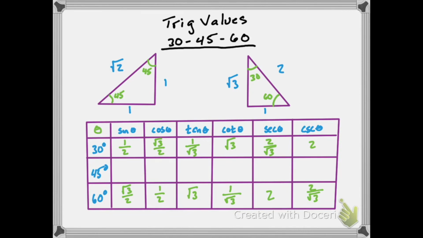The values for 45 degrees can be found on the triangle on the left. Again, just using our standard 6 trigonometric ratios, we'll fill it out just like so.